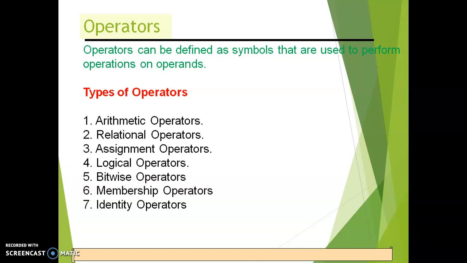Operators can be defined as symbols that are used to perform operations on operands. If we have a plus b, then plus is the operator and a and b are the operands. Types of operators: arithmetic operators, relational operators, assignment operators, logical operators, bitwise operators, membership operators, identity operators. These are the operators.